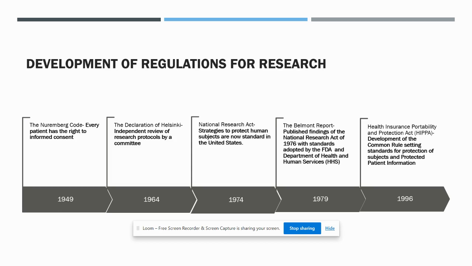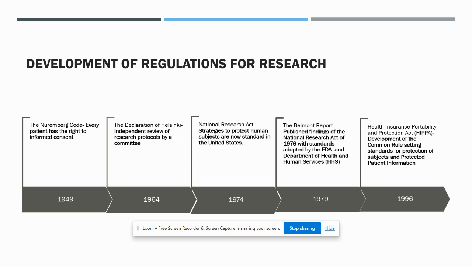Not only that, in 1964, the Declaration of Helsinki essentially proposed that every research study, particularly ones that perform experiments with human subjects, must undergo independent review by a committee. So an IRB committee. We'll talk more about that obviously in the coming weeks. But they established criteria that every single study must pass IRB review.